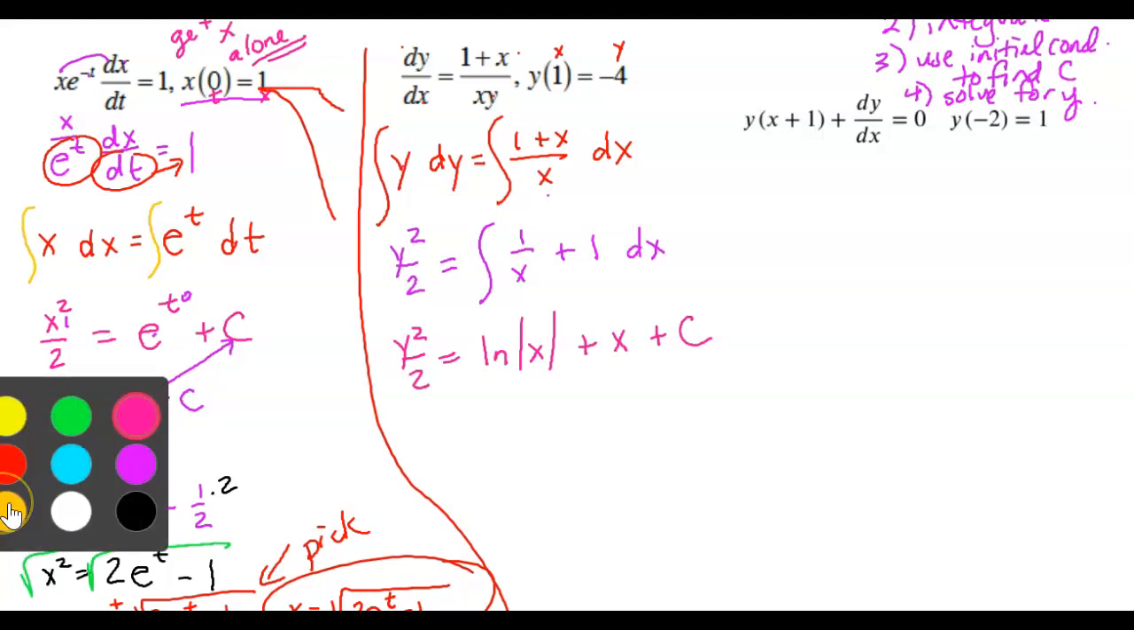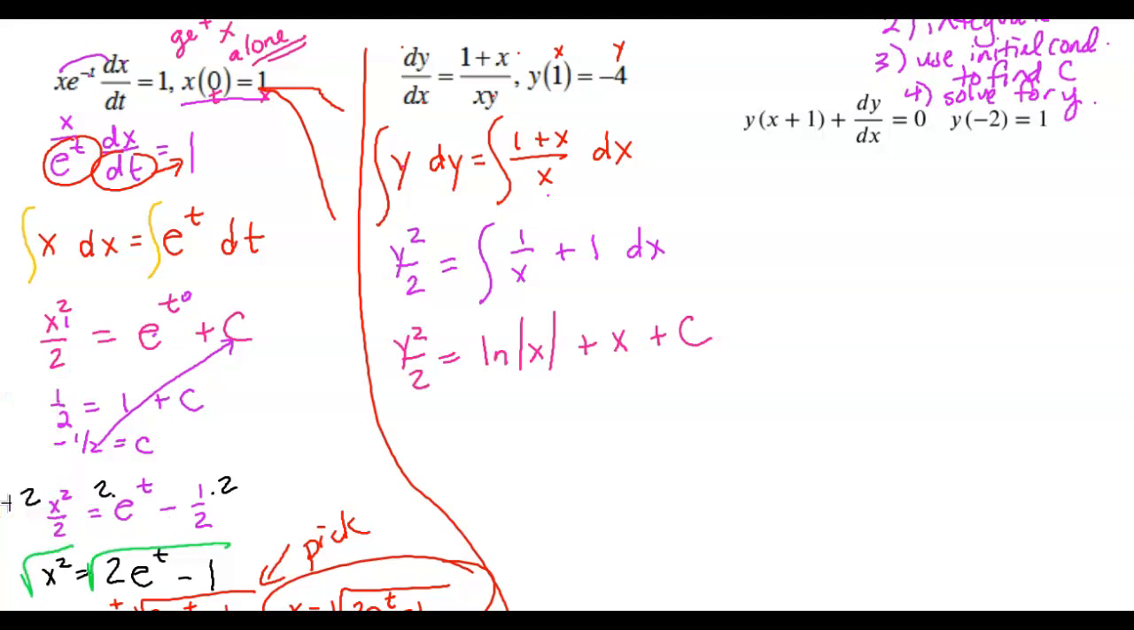So now we're going to plug in what we know. We know that x is 1 and y is -4. And we can find c. So -4 squared is 16, divided by 2 is 8. The natural log of 1 says e to what power gives you 1? That's 0. So that's something you do need to know. So we would get 1 plus c. I'll even write the 0 there. So c equals 7.